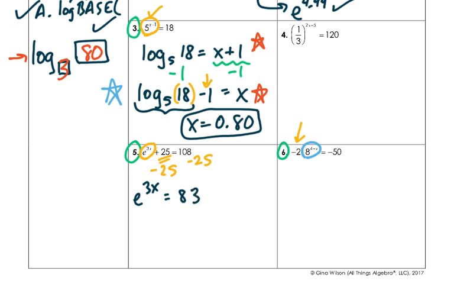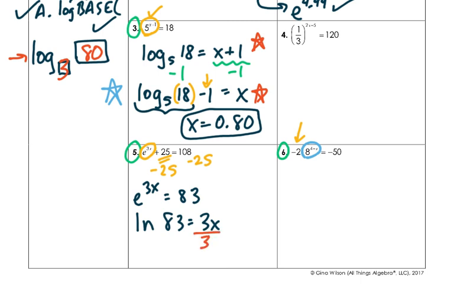All right, so now I think the base is all by itself. Let's switch to log form. This is e, so our logarithm is going to be ln, natural log. This should be ln of 83 equals 3x, and the x is free. All right, before I put in the calculator, why don't we just go ahead and keep going?